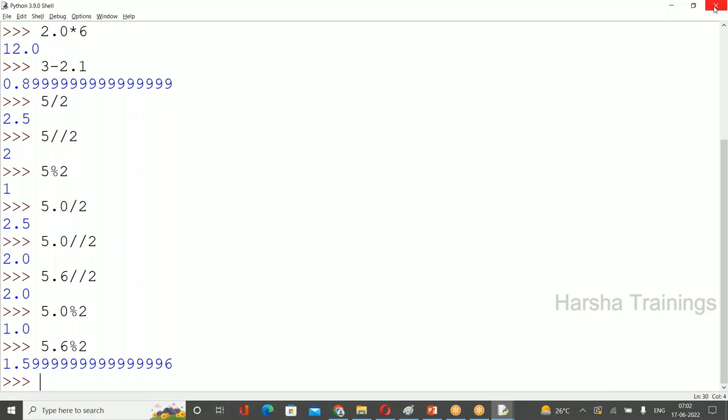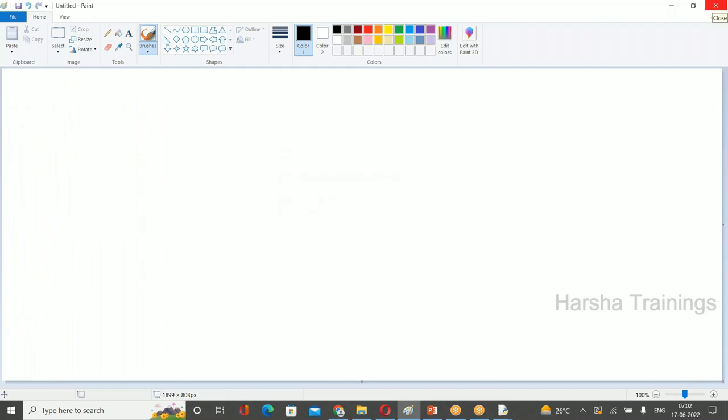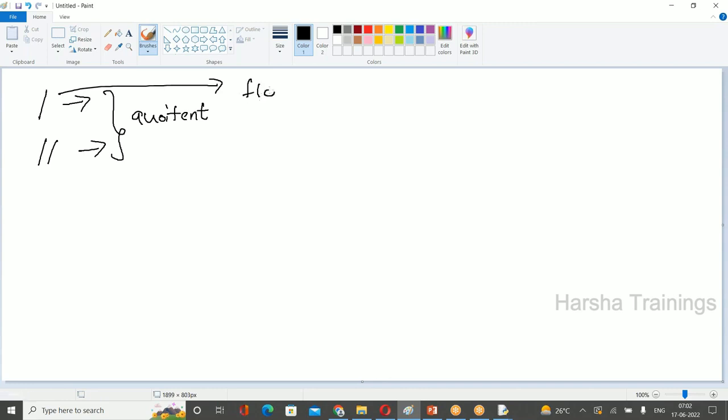So again, I am repeating. Why am I repeating this so many times? This is the most important thing: the comparison between the division, modulo, and floor division. In these two cases, the answer is the quotient. So here single slash is called float division and this is called floor division.